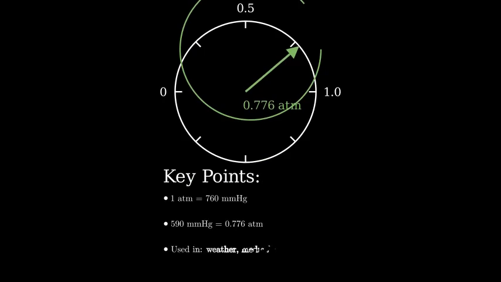And that's how we convert 590 millimeters of mercury to atmospheres. Remember the key conversion factor. 1 atmosphere equals 760 millimeters of mercury. This type of conversion is commonly used in weather reports, medical readings, and various scientific applications.